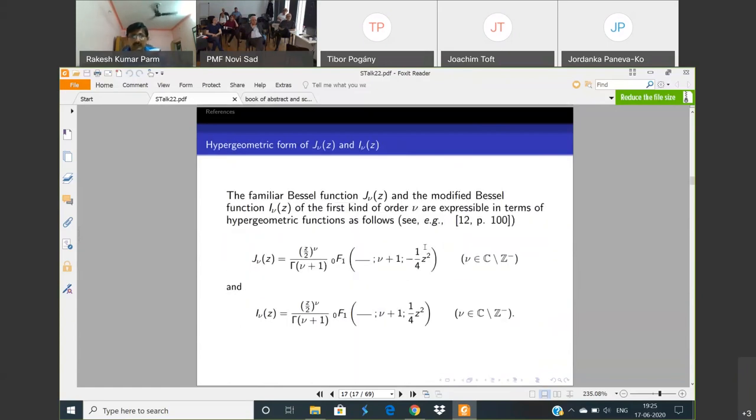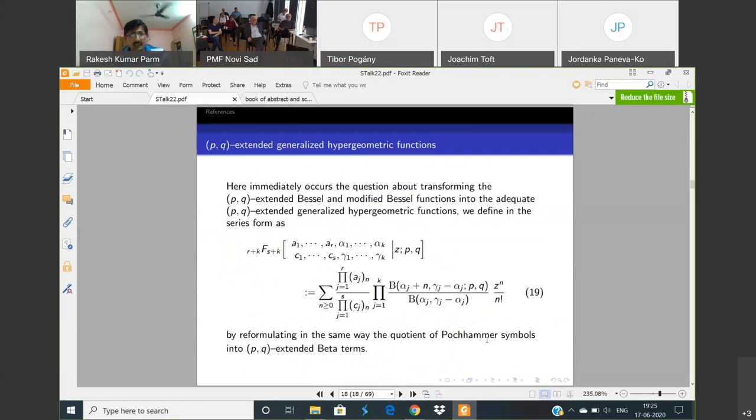Further, the familiar Bessel functions and the modified Bessel functions of the first kind of order nu are expressible in terms of the hypergeometric functions 0F1 in this form. Here immediately occurs the question about transforming the PQ extended Bessel function and modified Bessel functions into the adequate PQ extended generalized hypergeometric functions.